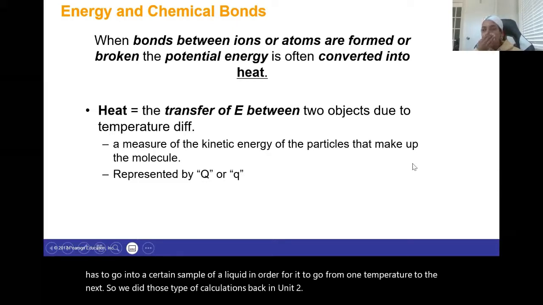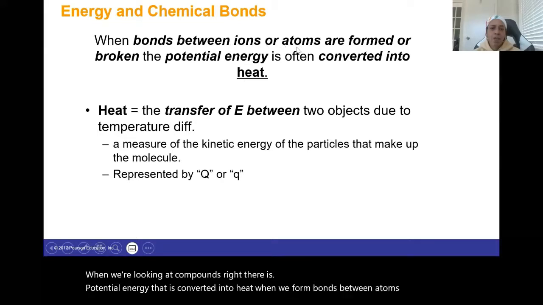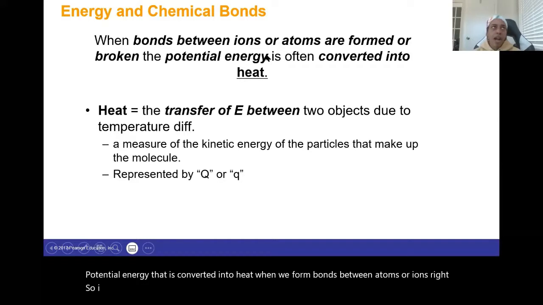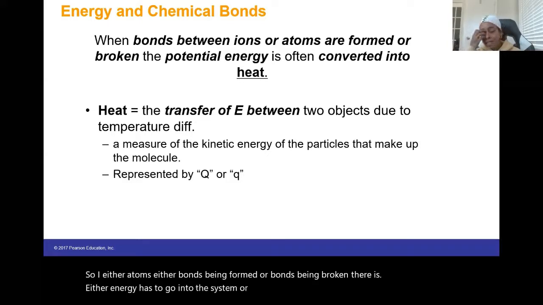So when we're looking at chemical reactions or compounds, there is potential energy that is converted into heat when we form bonds between atoms or ions, right? Either bonds being formed or bonds being broken, energy has to go into the system or it has to go out. And when I say system, that means what is exactly being involved.